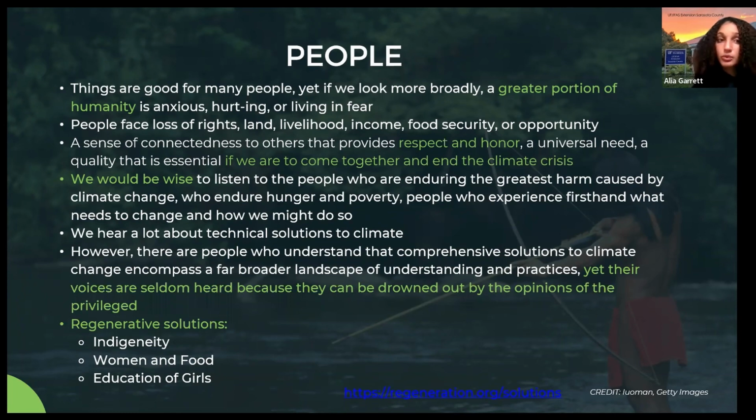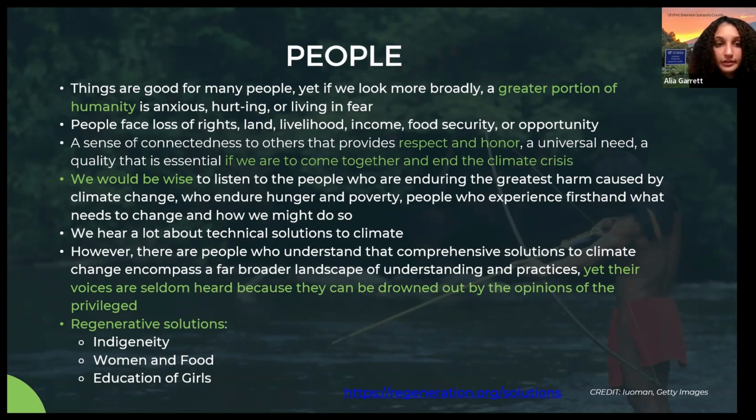This is really important. We would be wise to listen to the people who are enduring the greatest harm caused by climate change, who endure hunger and poverty, people who experience firsthand what needs to change and how we might do so. We hear a lot of technical solutions. We hear from scientists a lot. However, there are people who understand that comprehensive solutions to climate change encompass a far broader landscape of understanding and practices, yet their voices are seldom heard because they can be drowned out by the opinions of the privileged.